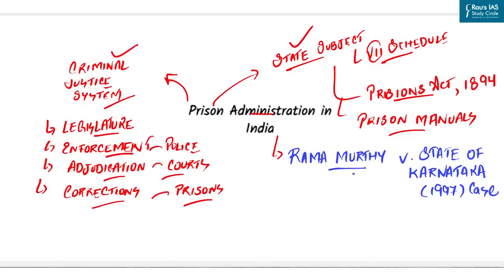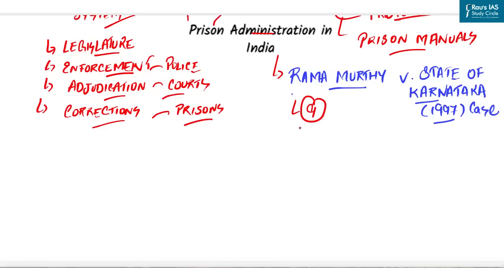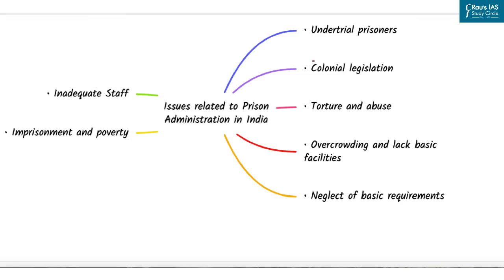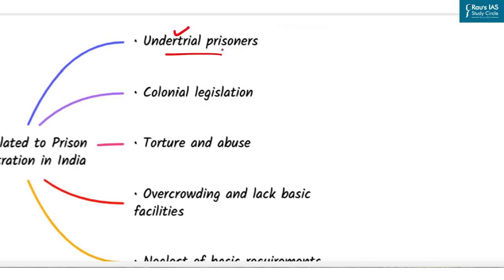Further, in Ramamurthy versus State of Karnataka 1997 case, Supreme Court identified 9 issues concerning prisons, such as overcrowding, trials being delayed, the torture and ill treatment of prisoners, neglect of health and hygiene, insubstantial food, and inadequate clothing. So, now let us understand these issues in detail. So, the first issue is under trial prisoners. Under trial are those who are waiting to appear in court after being charged with a crime. Because their guilt has not been established, they cannot be considered guilty.